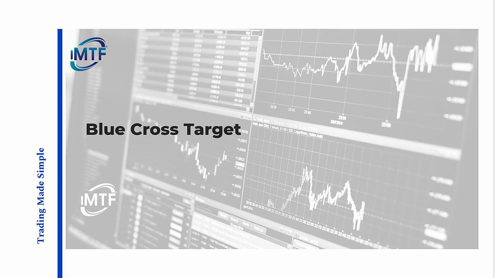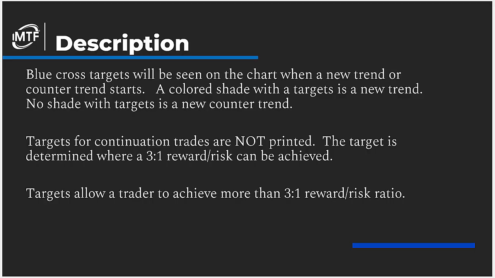In the iMTF strategy, we talked about determining the target based on a 3-to-1 reward risk ratio. However, there is another method where we do provide the targets for you in certain situations. They're represented as blue crosses.